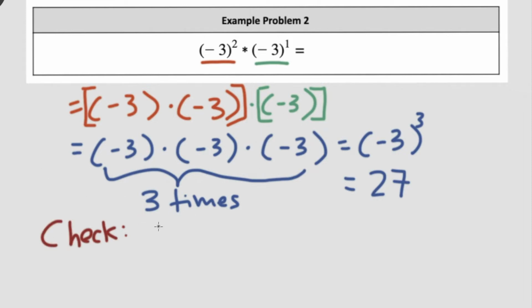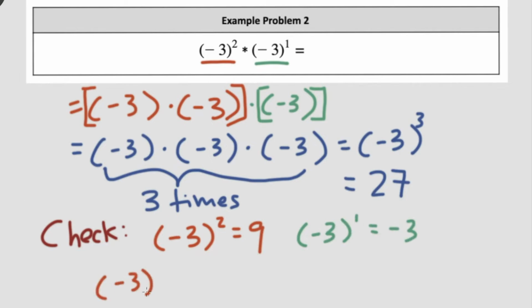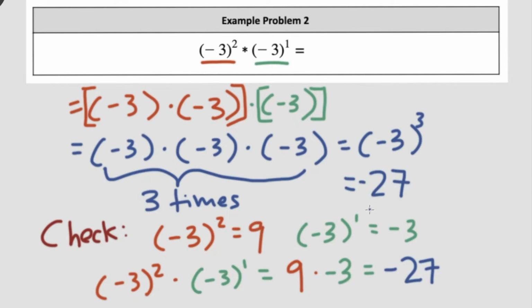So I notice that minus 3 parentheses to the power of 2 is equal to 9, minus 3 to the power of 1 is equal to minus 3. So therefore, that minus 3 to the power of 2 times minus 3 to the power of 1 is equal to 9 times minus 3, which is equal to minus 27. I noticed I forgot a negative sign there as well. So I'm going to write that parentheses negative 3 to the power of 2 times parentheses negative 3 to the power of 1 is equal to parentheses negative 3 to the power of 3, which is equal to negative 27.